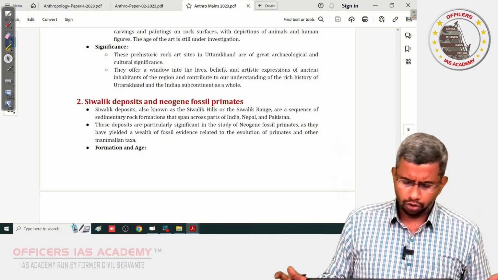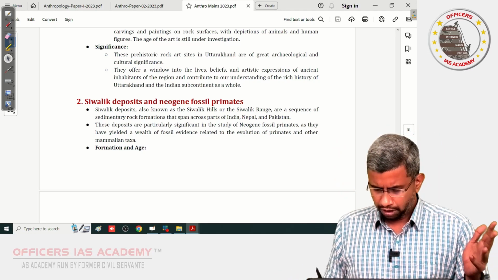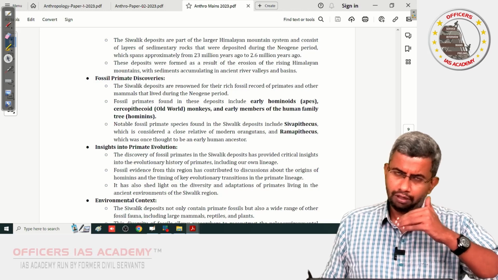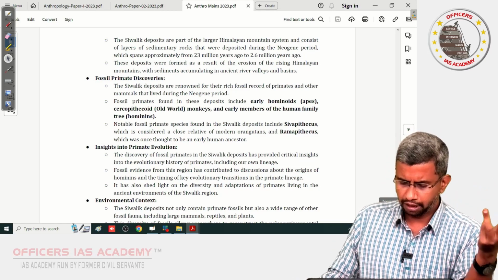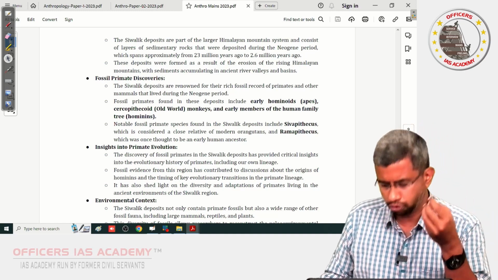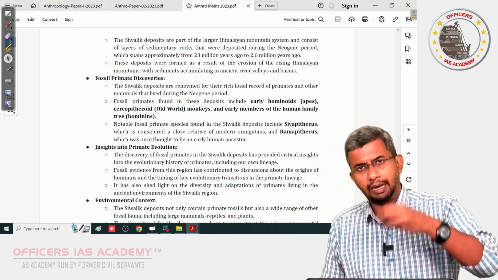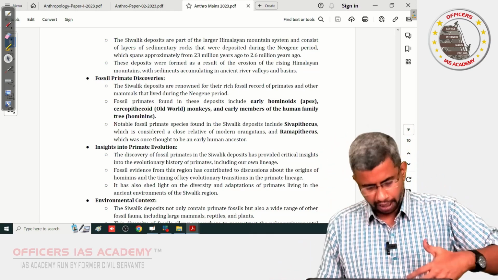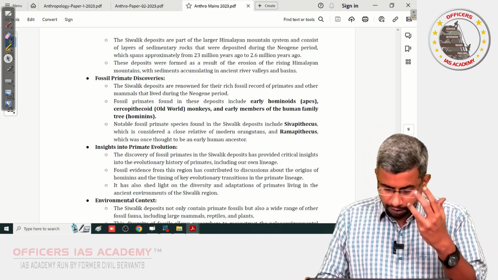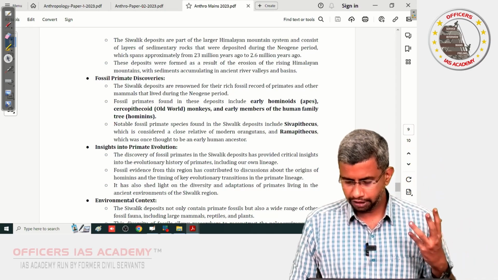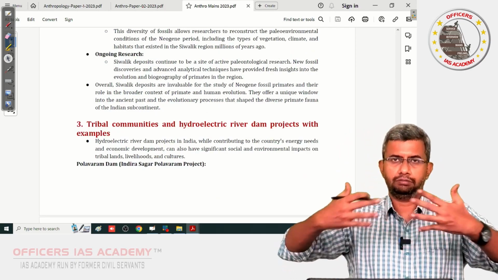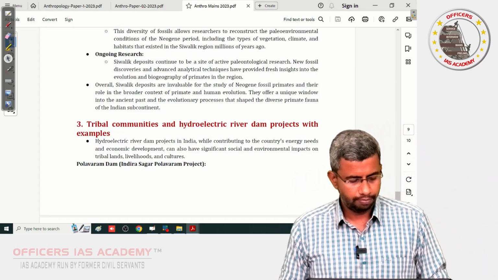Shivalik deposits on Neogene fossil primates. So this is about primarily it has remains of Cercopithecus, which is old world monkeys, early members of human family, which is hominins, Sivapithecus, Ramapithecus. It gives an insight into primate evolution and also the environmental context in which these primates have evolved.